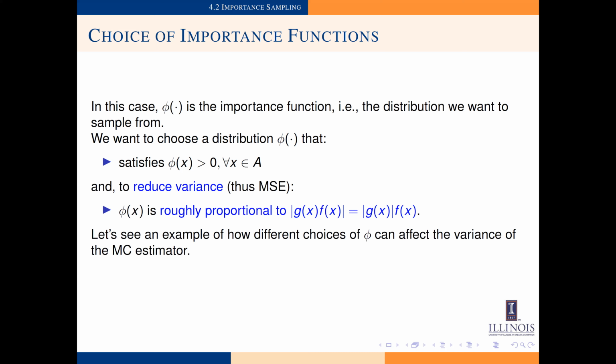Also, in order to reduce the variance of our theta hat, in other words, increasing its efficiency by reducing the MSE, phi is ideally roughly proportional to the absolute value of g(x) times f(x), which is equal to the absolute value of g(x) times f(x), because we know f(x) is non-negative. Let's see an example of how different choices of phi can affect the variance of the Monte Carlo estimator.